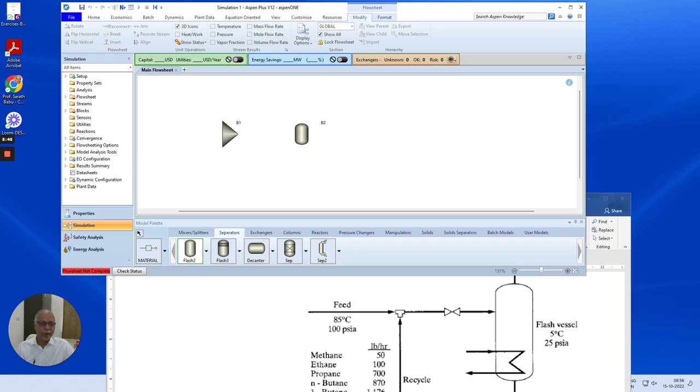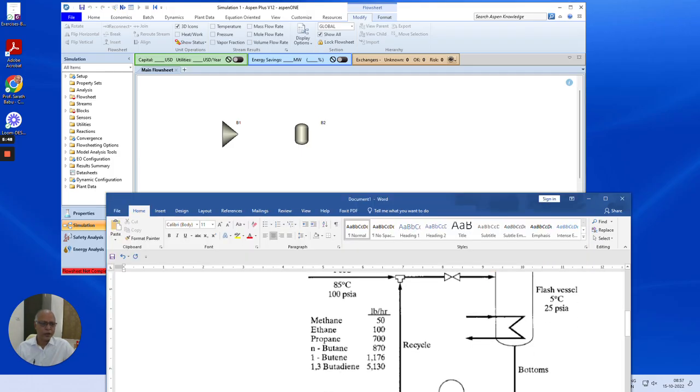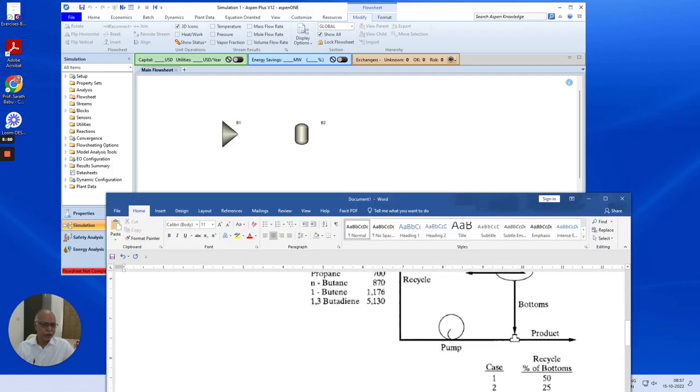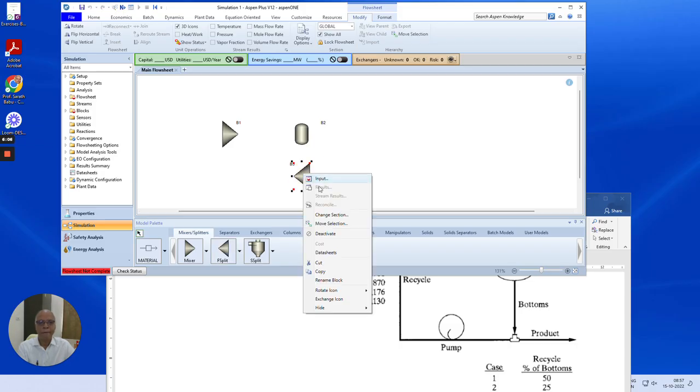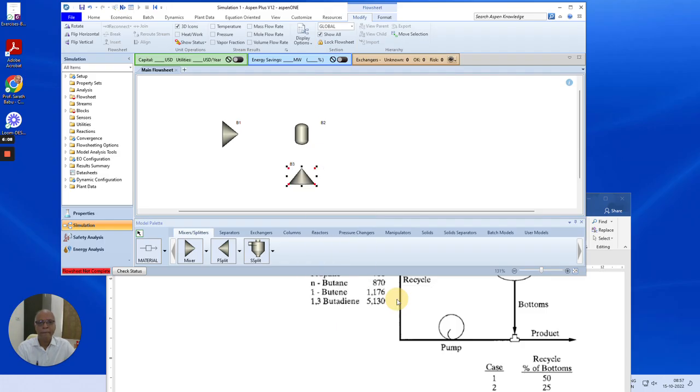Now at the bottom, as you can see from this, the product is to be split into two parts. One stream is taken as product, the other one is recycled. In order to accommodate this, I will also be using a splitter. So these are the three models that we are going to have as far as this problem is concerned. So let us try to connect inputs and outputs.